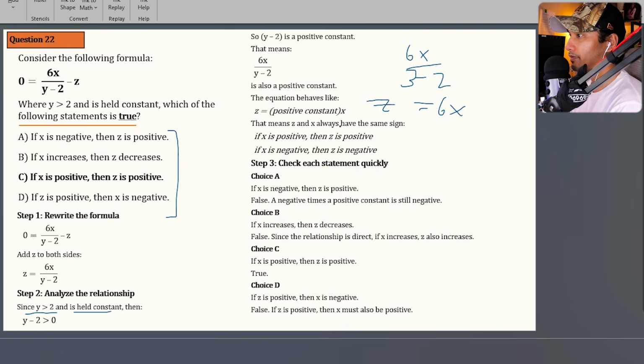Then we just start plugging in numbers and testing each statement. Okay. Over here, we can go a step deeper. It says here, that means z and x always have the same sign. So, okay, perfect. Exactly what I said earlier. If x is positive, then z is positive. If x is negative, then z is negative. And just want to verify choice D. If z is positive, then x is negative. No, because we proved already that if x is positive, then z is positive as well, and vice versa. X is negative, then z is negative. All right. It says here, false. If z is positive, then x must also be positive.